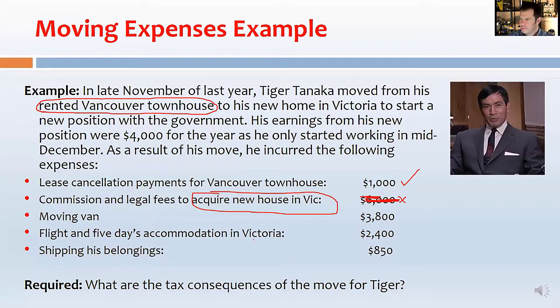Moving van. Yeah, no problem. Flight and 5 days accommodation. What do you think about that? The flight and his staying at, what's the name of that hotel? Man, I love it. Magnolia, the Magnolia Hotel. I stayed there for 2 weeks once because I was teaching in Vic before I moved there. It was awesome. CPA paid for it.